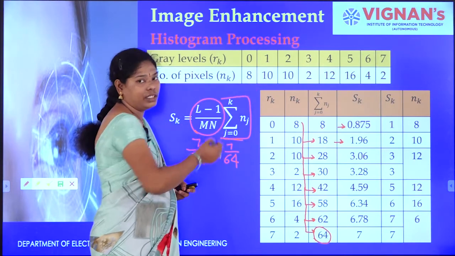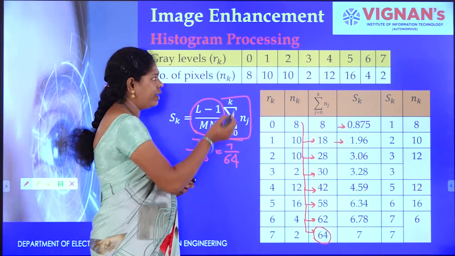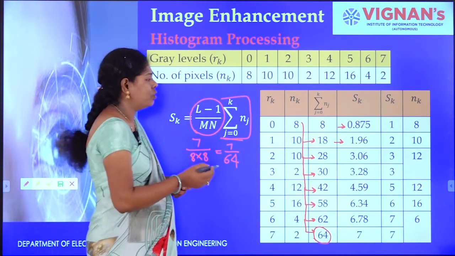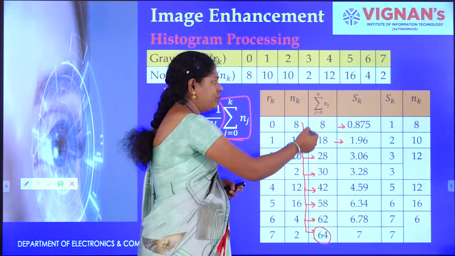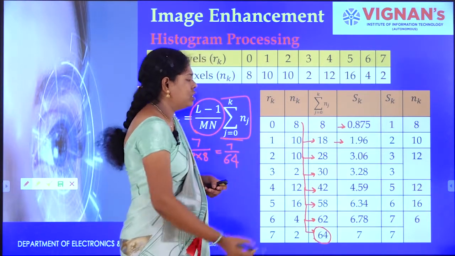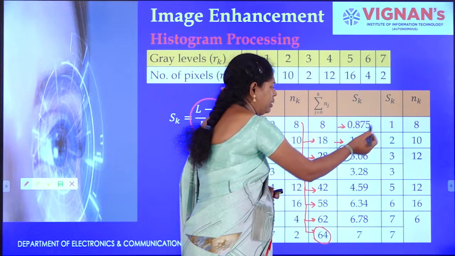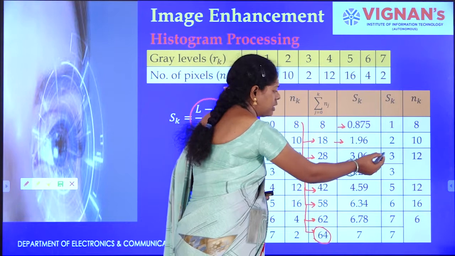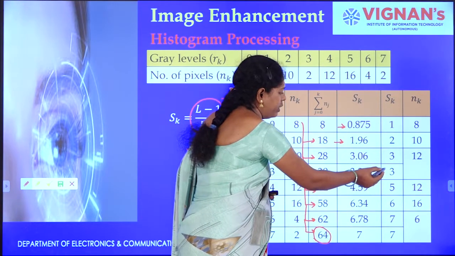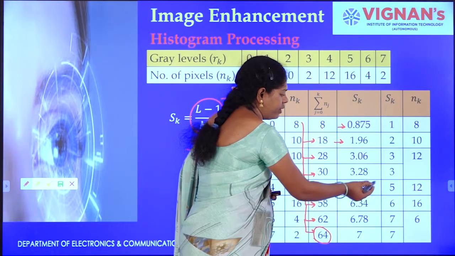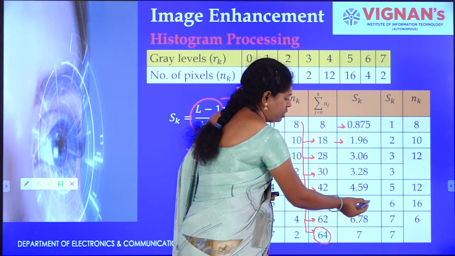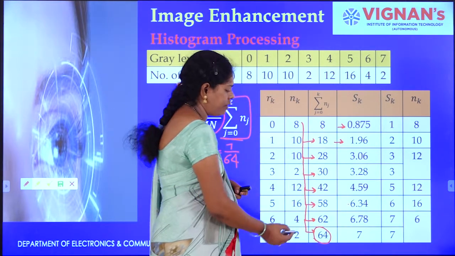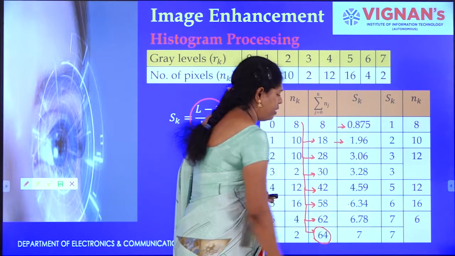Next, Nk should be an integer and Rk should be an integer. So we must round these values to integers. So 0.875 is 1, and 1.96 we consider as 2, and 3.06 as 3, and 3.28 as 3, and 4.59 as 5, and 6.34 as 6, and 6.78 as 7, and 7 as it is.